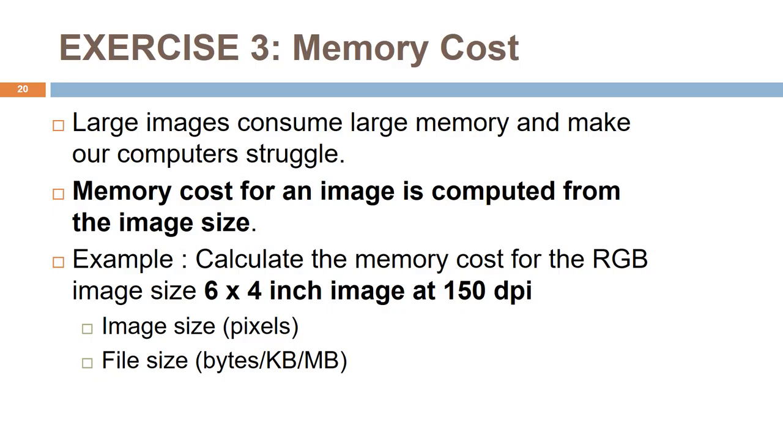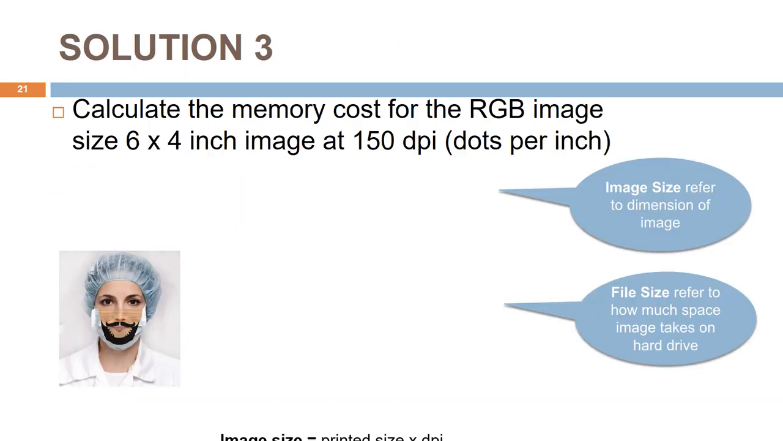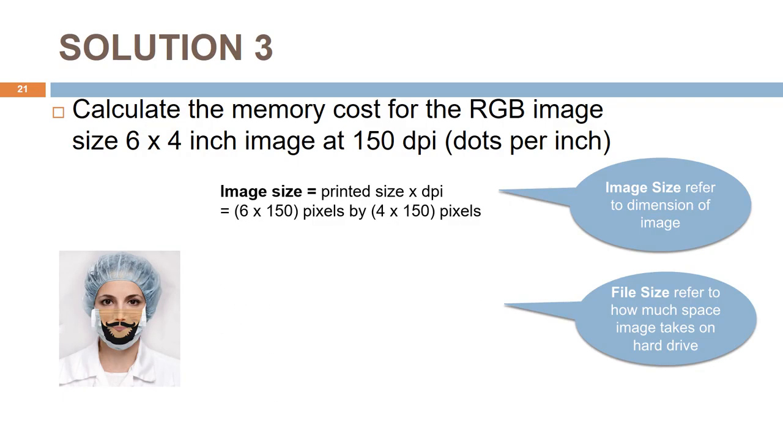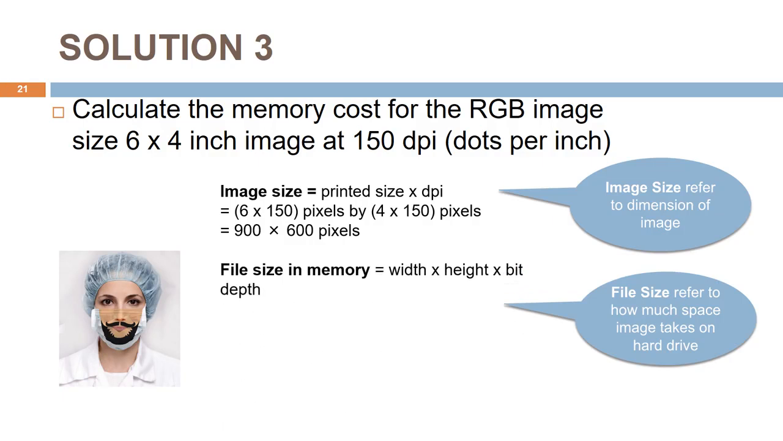So, let's do this. The image size in pixels will be the printed image size with the DPI resolution, which is 6 x 150 DPI by 4 x 150 DPI. So you get an image size of 900 by 600 pixels. Next, calculate the memory cost. We have learned in the previous video that the file size is determined by width, height and color bit depth. Since this is an RGB color image, RGB color is 24 bits or equal to 3 bytes. Remember that 1 kilobyte is equal to 1024 bytes. So the total memory cost for this image is 1.5 megabytes.